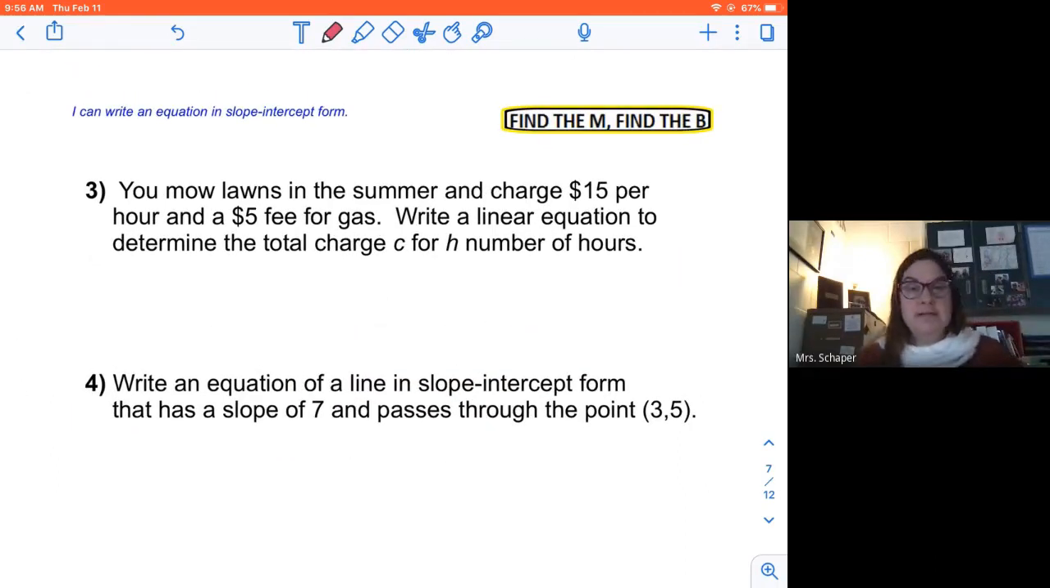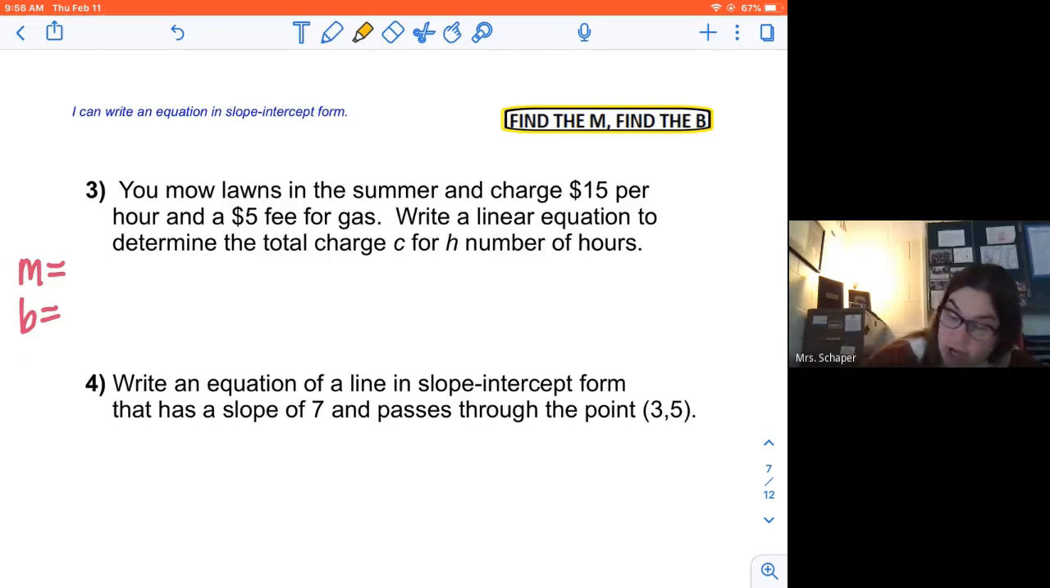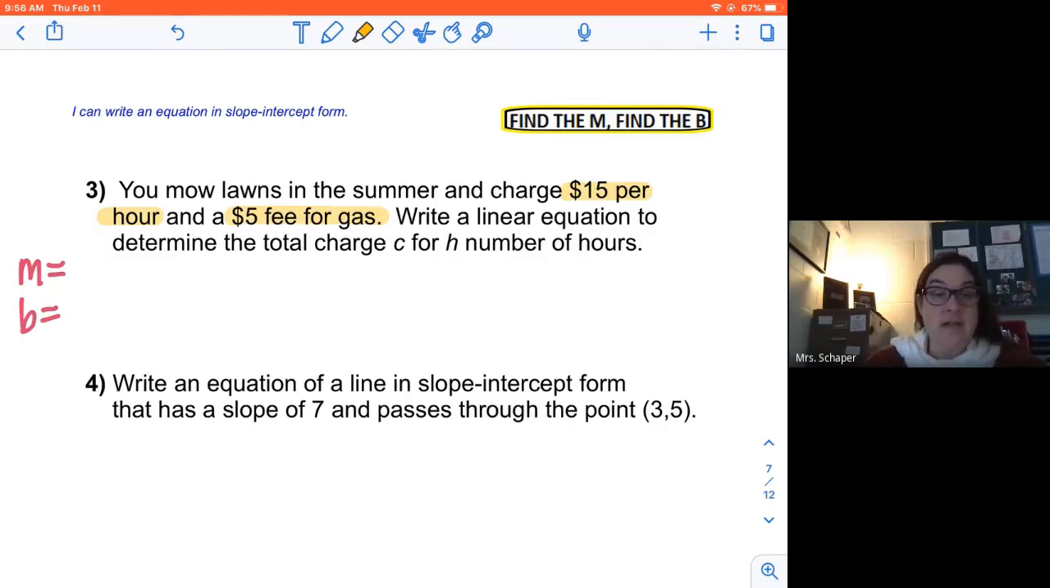All right, a couple more examples. I've got to find my m and I've got to find my b. Writing that off on the side really helps me out. So I need to find my slope and I need to find my y-intercept. You mow lawns for the summer and you charge $15 per hour and a $5 fee for gas. We want to write a linear equation to determine the total charge for H number of hours. So my rate of change, I see the word per. So m is equal to 15. That helps me out with my rate of change.